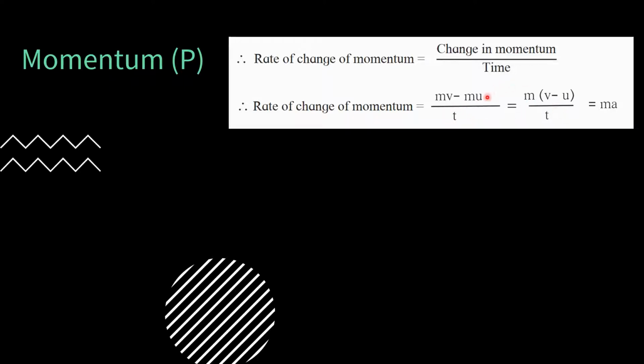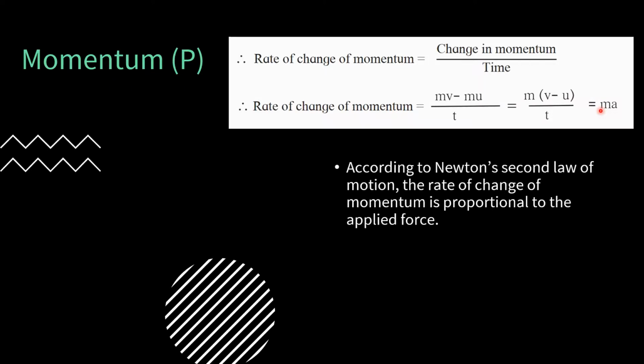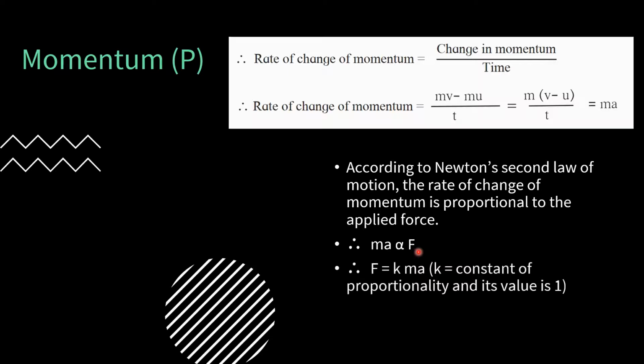So we can rearrange the formula in such a way to apply acceleration to it, so that the formula becomes mass into acceleration. So according to Newton's second law of motion, we know that the rate of change of momentum is proportional to the applied force. So therefore, ma, mass into acceleration, is directly proportional to the applied force. So in order to remove that proportionality, we are comparing with the constant. So F is equal to K into ma. Here K is the constant of proportionality and its value is 1. So the equation becomes F is equal to ma.